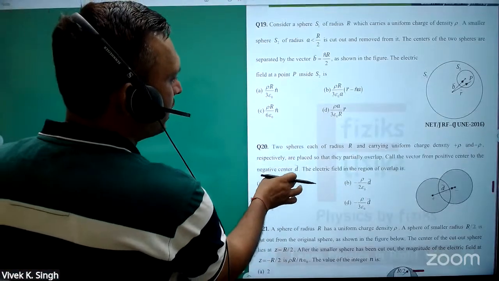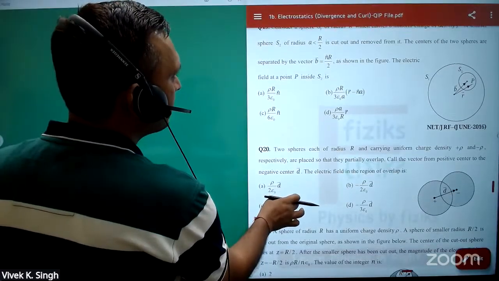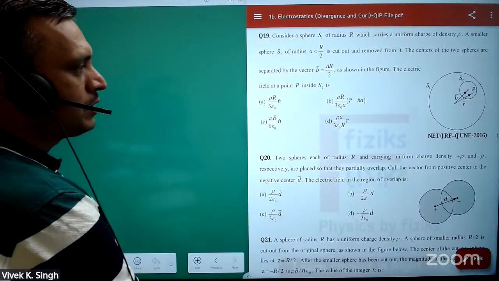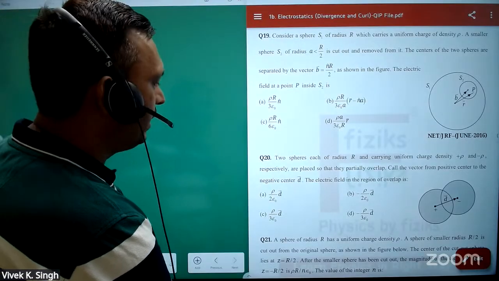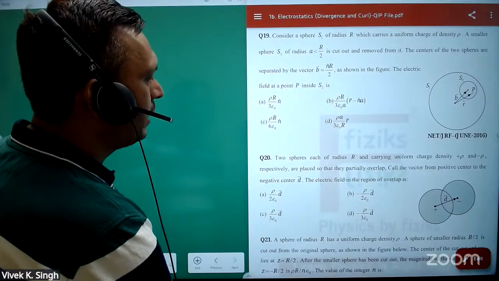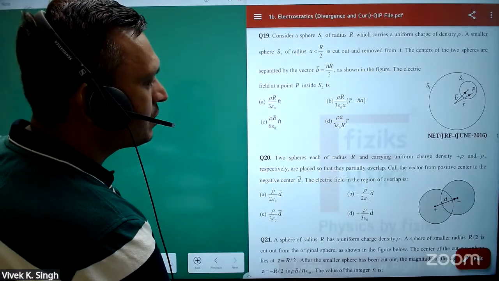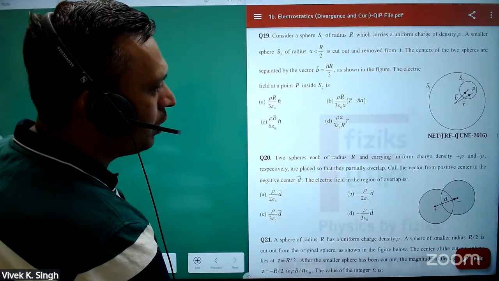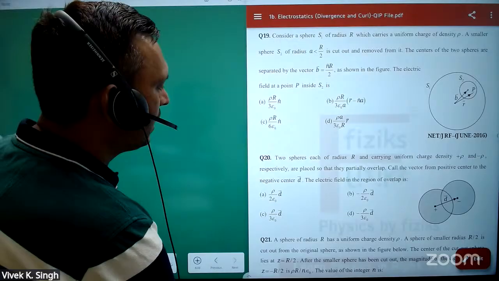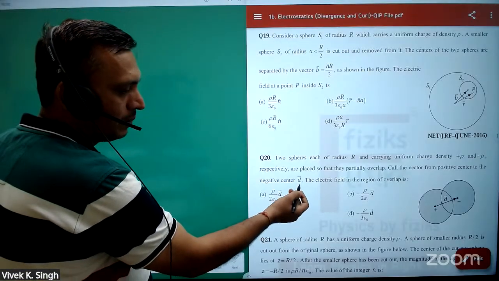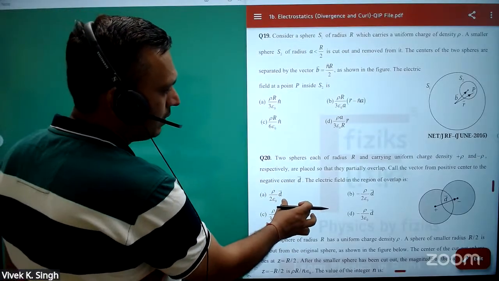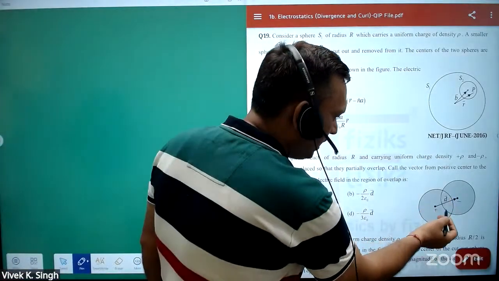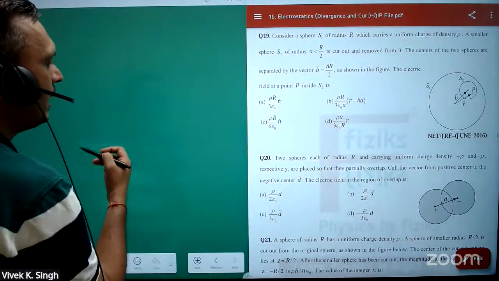Now two spheres of radius r carrying uniform charge density plus rho and minus rho respectively are placed so that they partially overlap. Call the vector from positive center to the negative center by this vector d. What will be the electric field in the region of overlap? Just see.